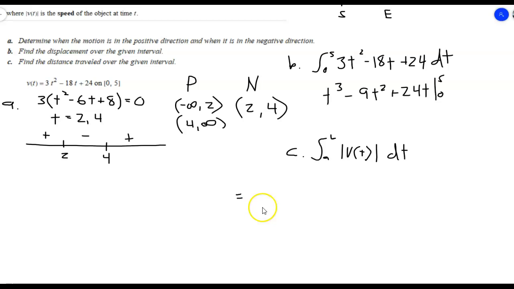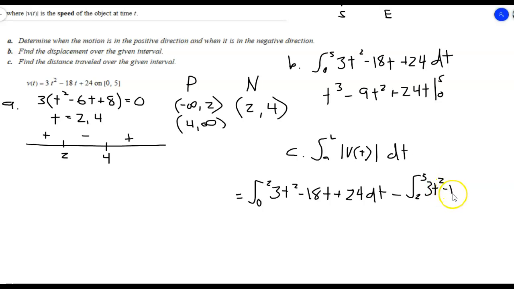So this is going to be equal to, first we're going to go from 0 to 2 of our function here. So 3t squared minus 18t plus 24 dt. All right, so we're adding this area in. And then this area here is going to be a negative. So if I subtract a negative, that's going to give me the positive version. So I can subtract from 2 to 3 of the same function, 3t squared minus 18t plus 24.